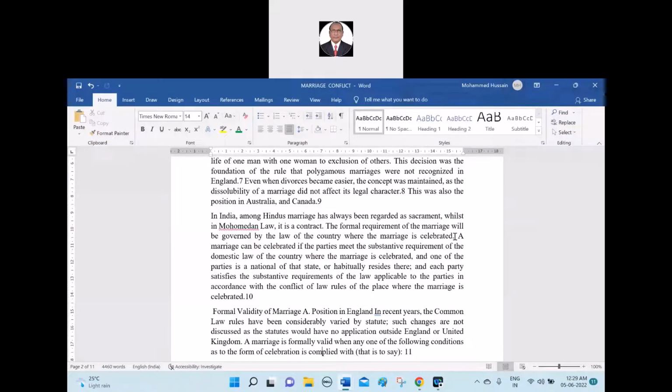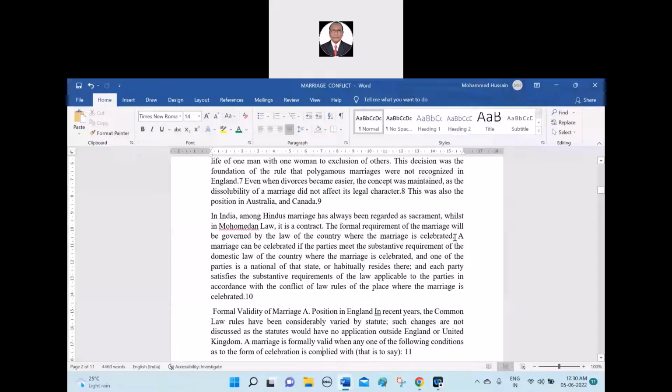At that instance, we have to refer to the domestic law also, and we will see whether it is domesticated or not by seeing the international instrument. If Tanzania is a party to the convention, yes, in almost all the places Tanzania is a party to the conventions, declarations and charters. Okay, so now the question comes: the formal requirement of the marriage will be governed by the law of the country where the marriage is celebrated.